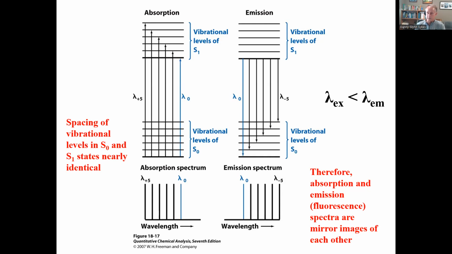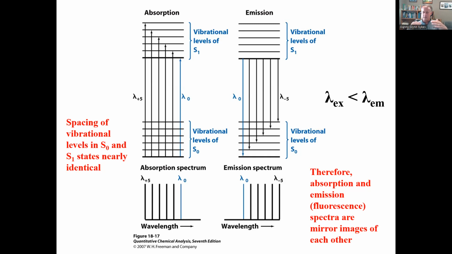So the lambda of excitation is always smaller than the lambda of emission, or the energy of excitation is always greater than the energy of the photon being emitted. Okay, but what happens though is because these are very small changes. Promoting an electron from pi to pi star doesn't result in huge changes in the molecular configuration, and so the vibrational levels in S1 and the vibrational levels in S0 are nearly identical.